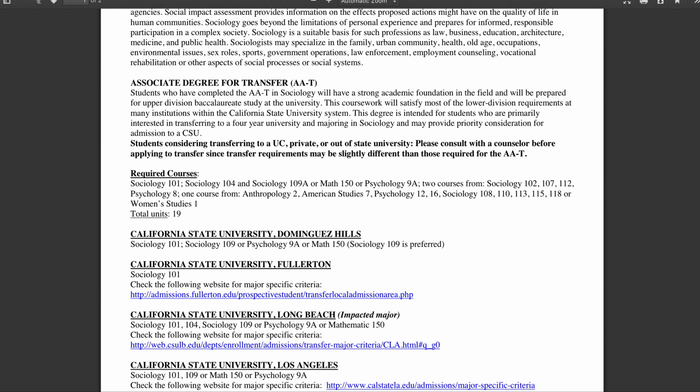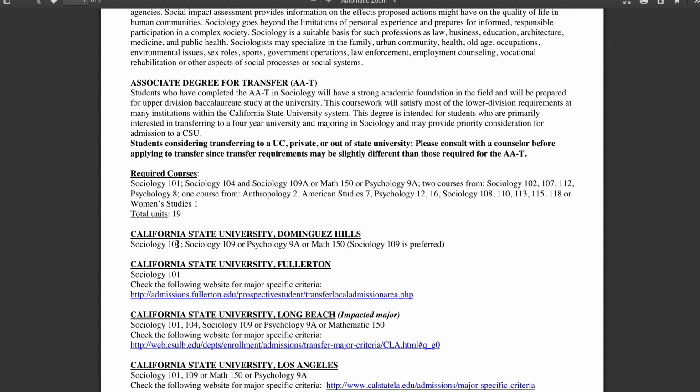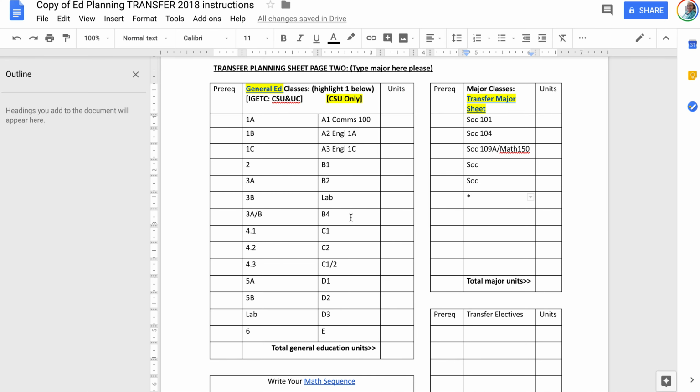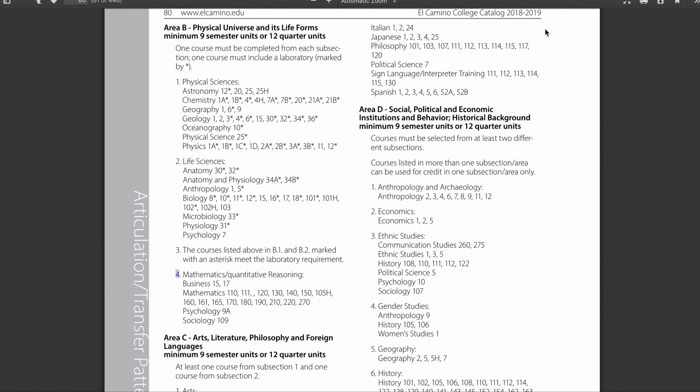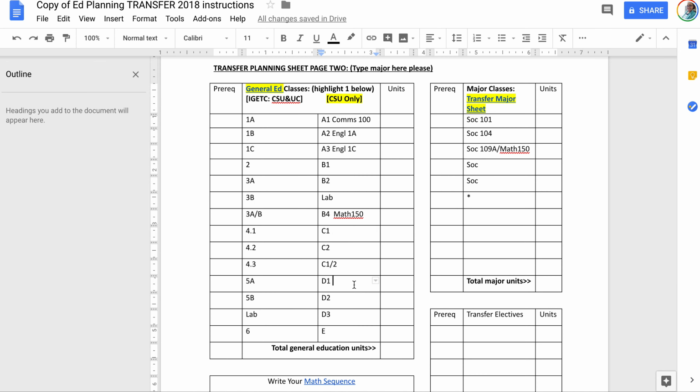And then you said that you wanted to go to Dominguez Hills. And for Dominguez Hills, they have not listed any additional courses, right? So basically, in the catalog, what you'll see is that the area B, 1 and 2 are your sciences, 3 is the laboratory, and 4 is the math. So for example, B4, it looks like you did the Math 150, so we could just put that there. Same thing as Soc 109. And then C1, you pick 1 from C1, 1 from C2, and 1 more from either one. So we can look at your transcripts and see which courses you've taken.